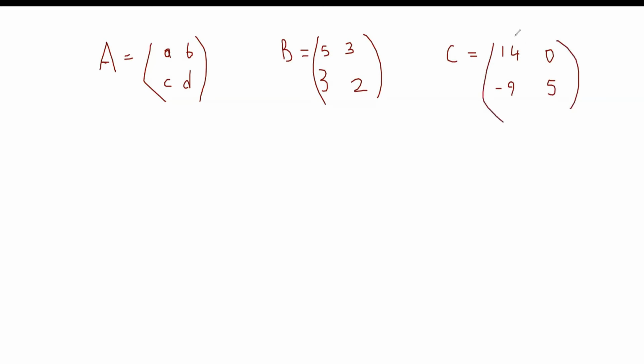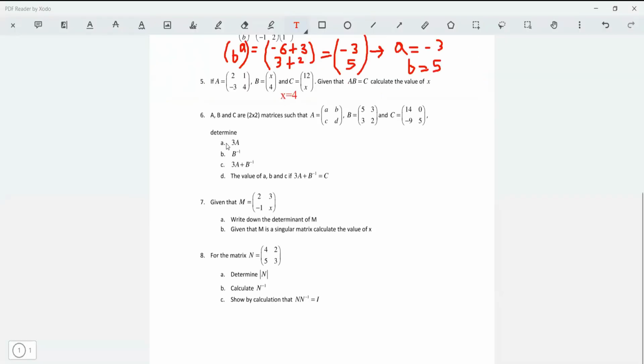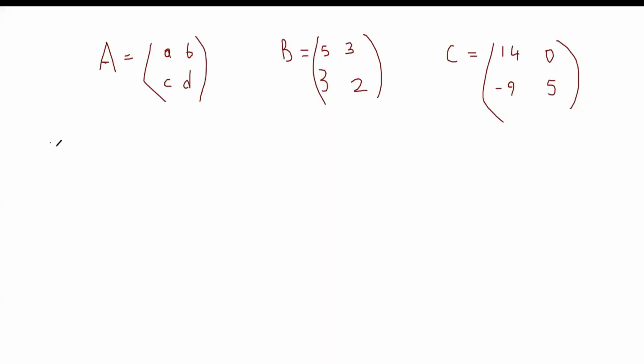Let's see now. So now they say find 3 times A. That's the first one, part A. 3 times A. So of course, that's pretty easy. We just multiply all the elements of A by 3. So we can just write that this is 3a, 3b, 3c, 3d. All right, so that's the matrix 3A.